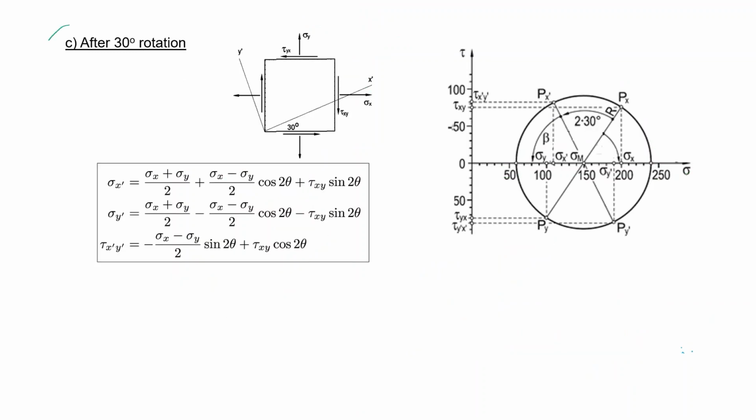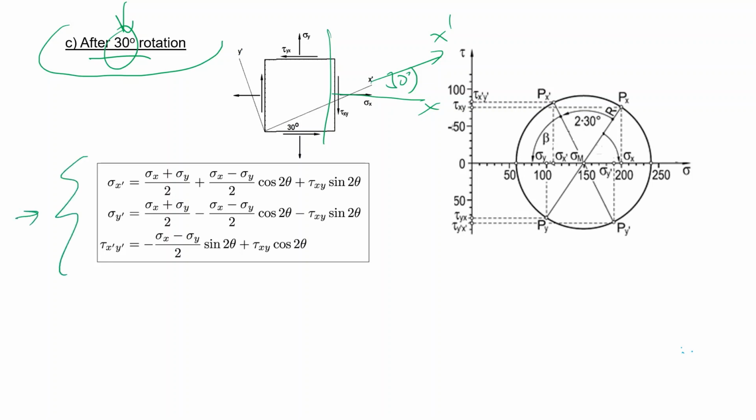Now, well, there was another question. What happens after 30 degrees rotation anti-clockwise? So this again is my reference, and I rotate this axis to x prime by 30 degrees. We know we have our stress transformation equations. You can put the known values and calculate these new stresses. But you can do it also with the help of the Mohr circle.